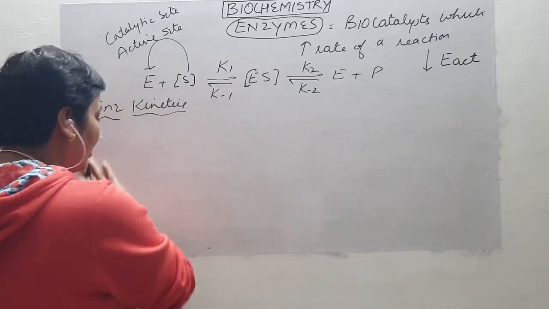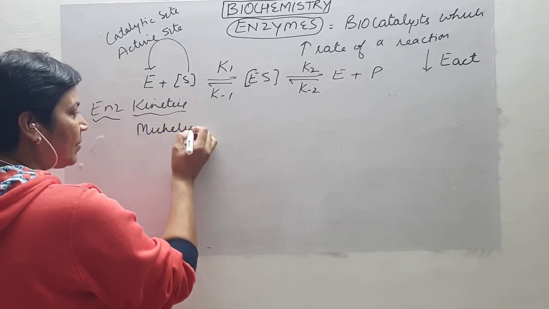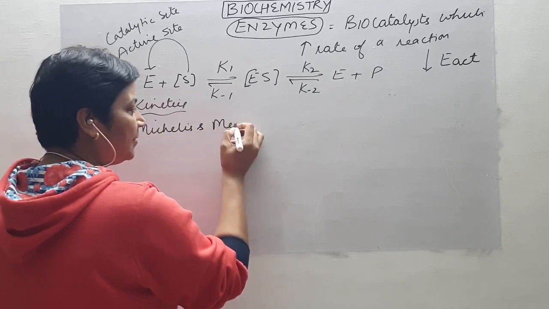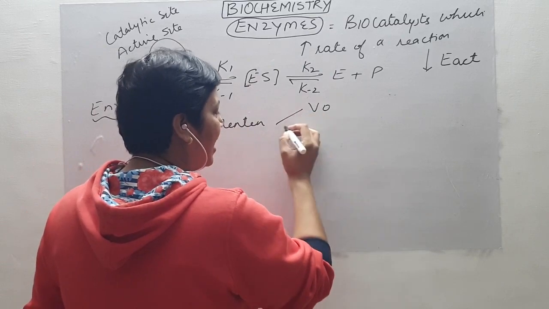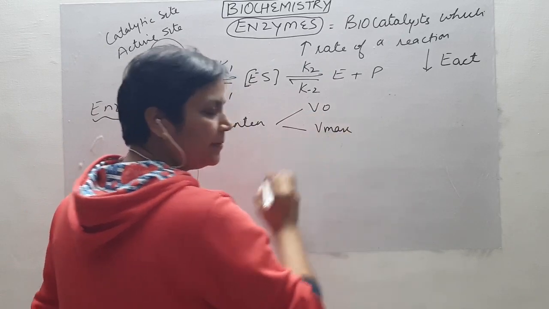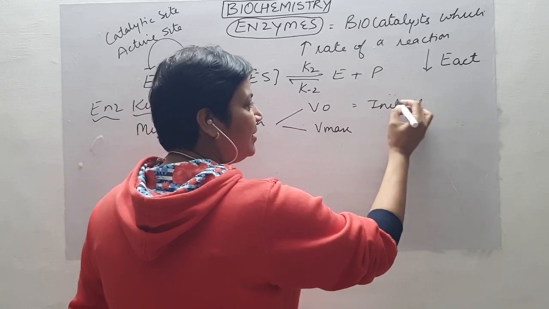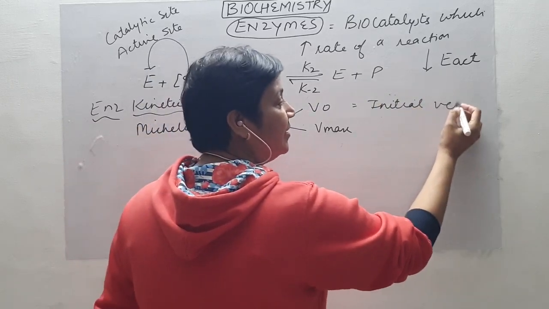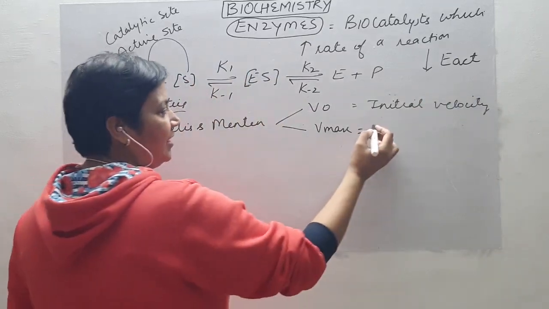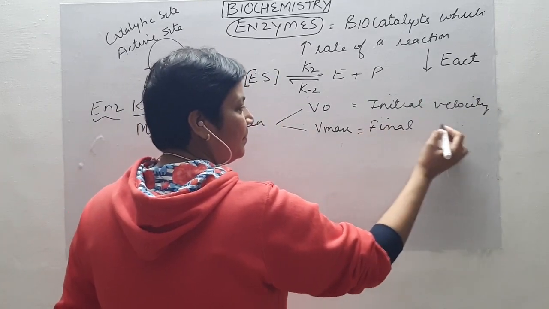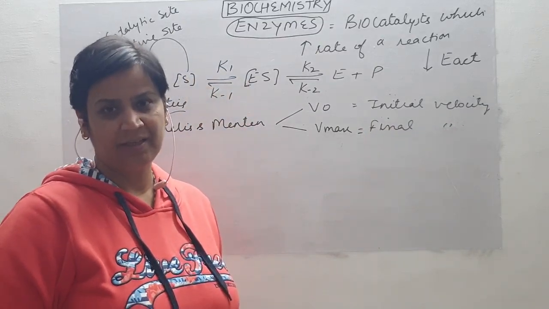And kinetics is what? There were actually 2 scientists, Michaelis and Menten. They gave 2 terms. One was V0 and one was Vmax. V0 means initial velocity, means the reaction has just started. And Vmax is the final velocity when the reaction is accomplished.